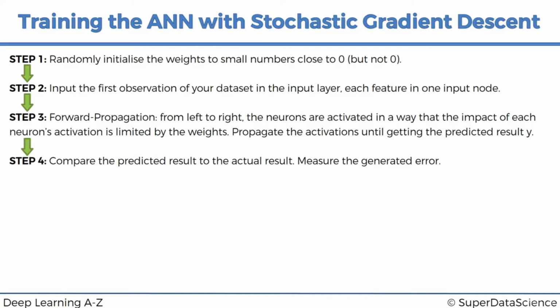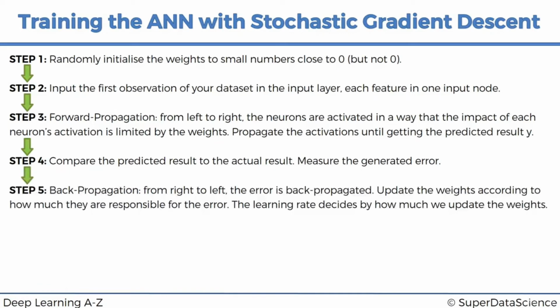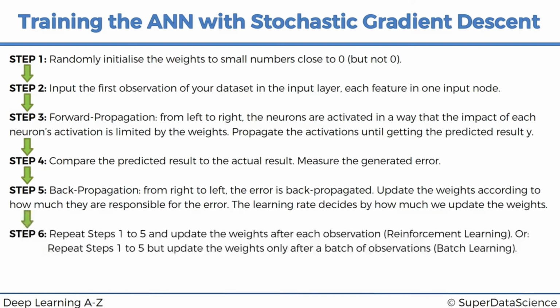Then compare the predicted result to the actual result, measure the generated error. And then you do the backpropagation. From right to left, the error is backpropagated. Update the weights according to how much they're responsible for the error. Again, you are able to calculate that because of the way the backpropagation algorithm is structured. The learning rate decides by how much we update the weights. Learning rate is a parameter you can control in your neural network.